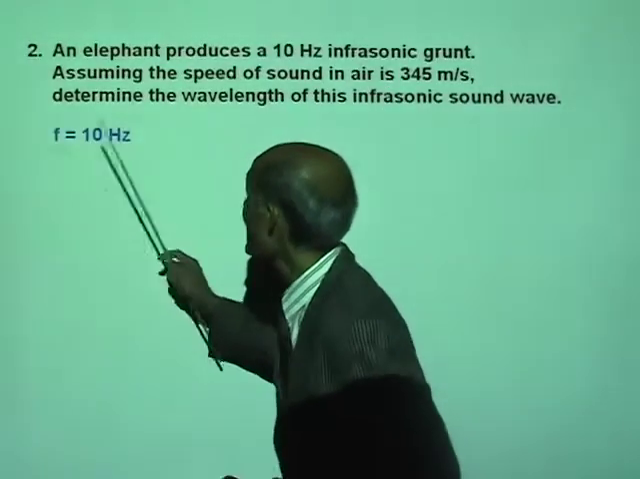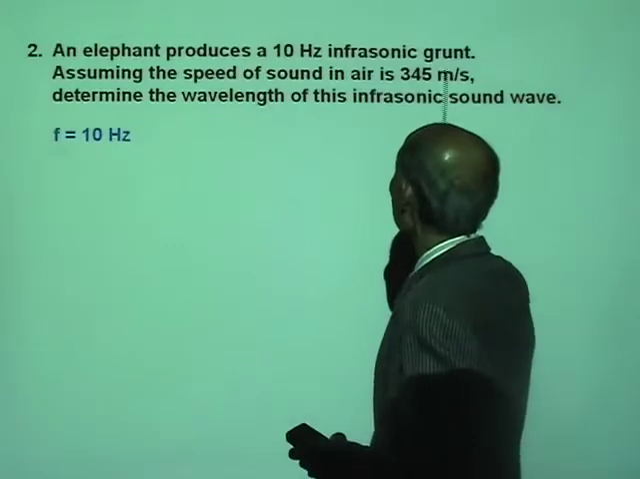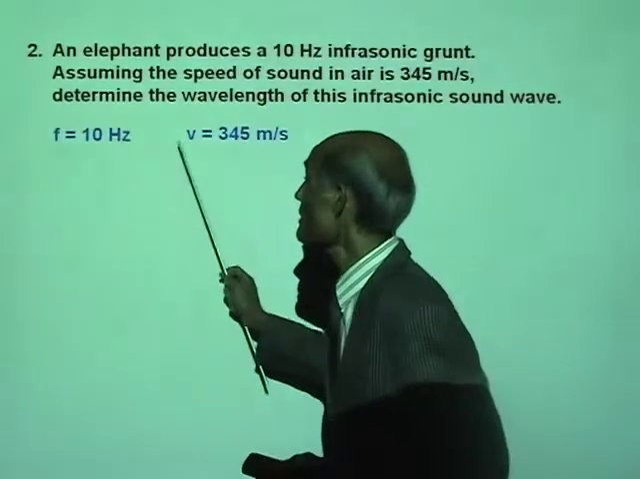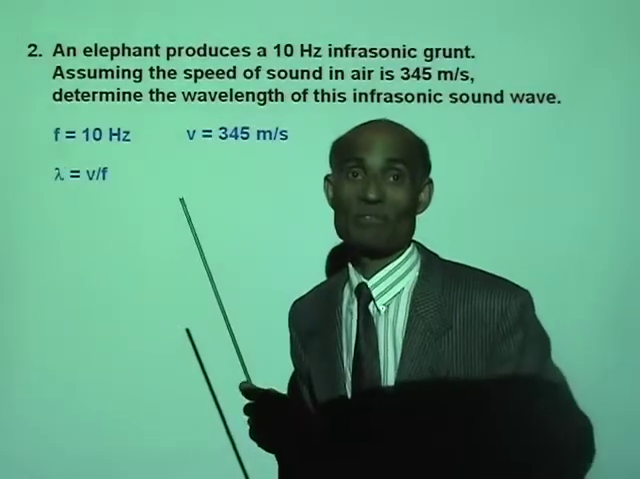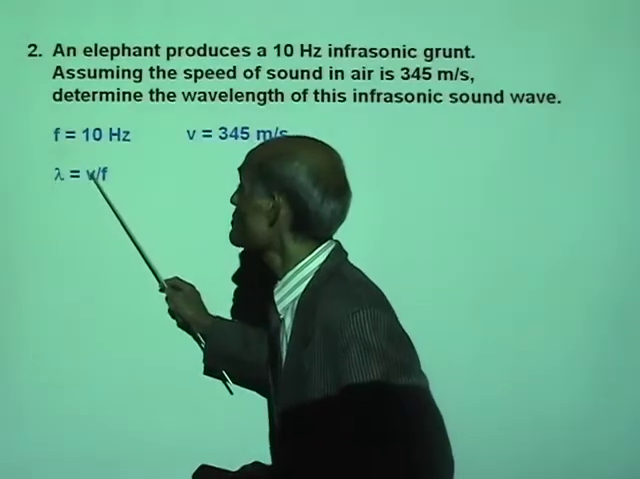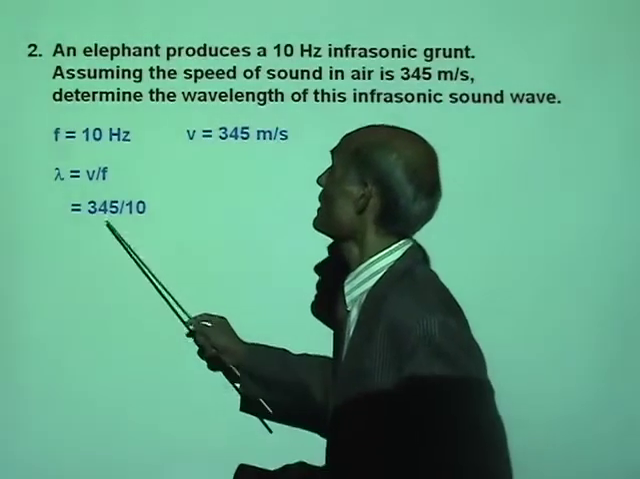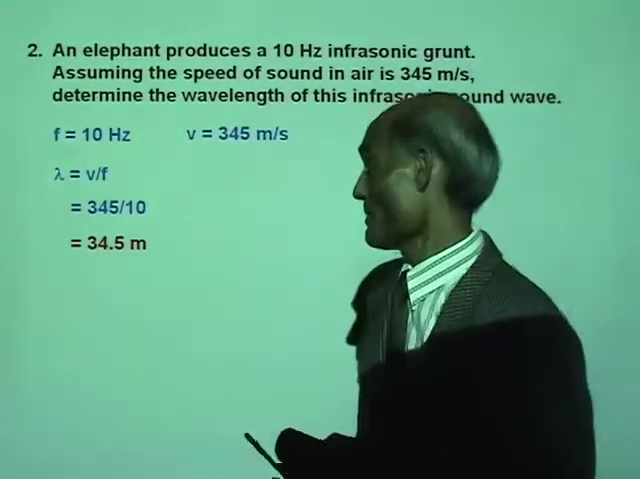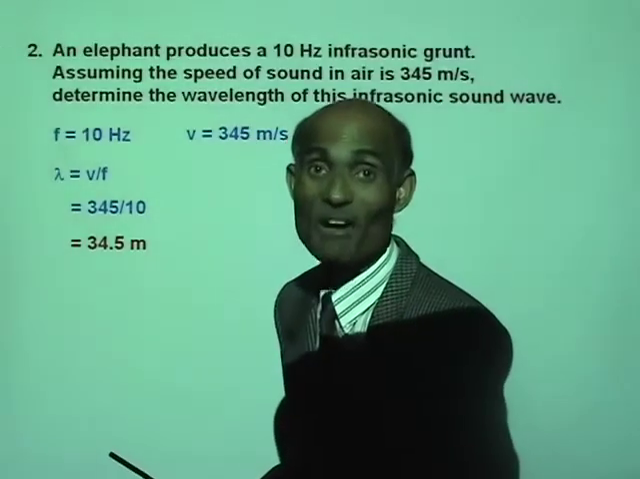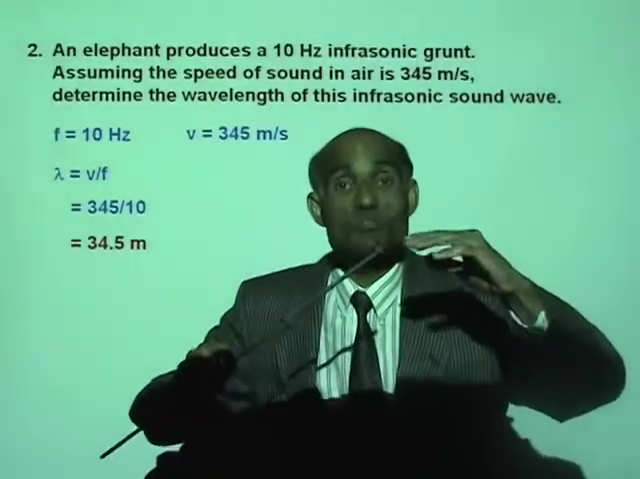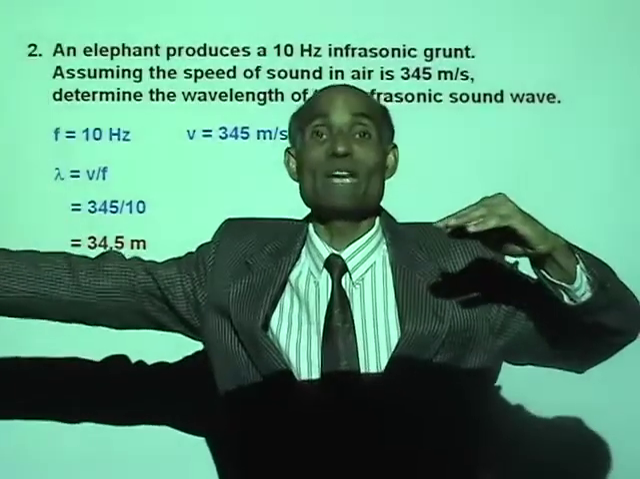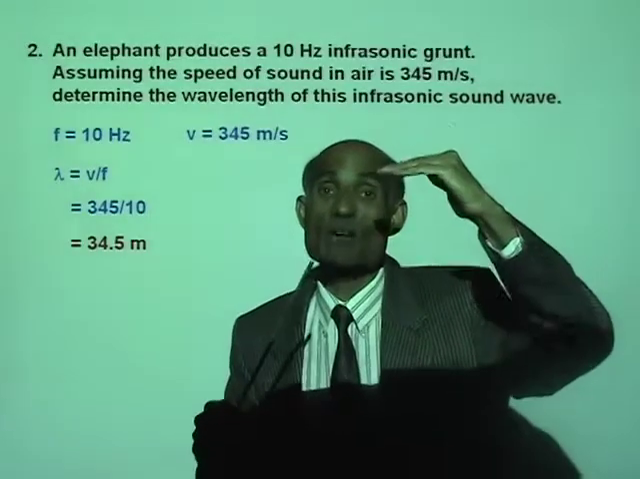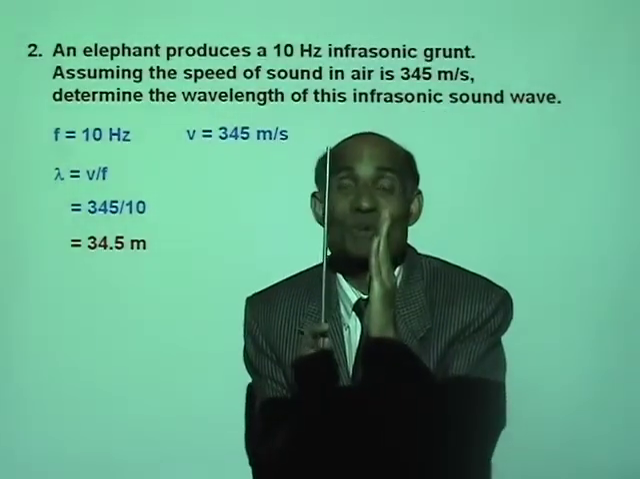Well, the frequency is 10 hertz and the speed is again given to us. Same problem. Frequency is given, speed is given. Find the wavelength. You know, wavelength is speed divided by the frequency. That is 345 divided by 10. That is 34.5 meter. You see, when the frequency is small, the wavelength is very big. I want you to appreciate that concept. As the frequency gets higher and higher, the wavelength becomes smaller and smaller.